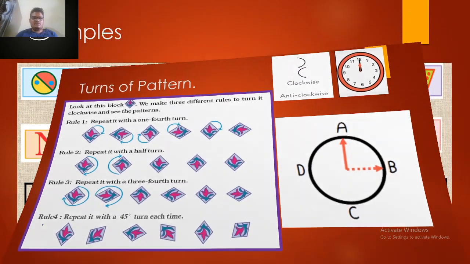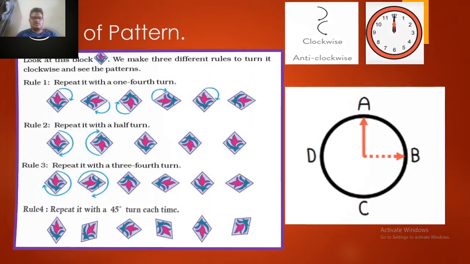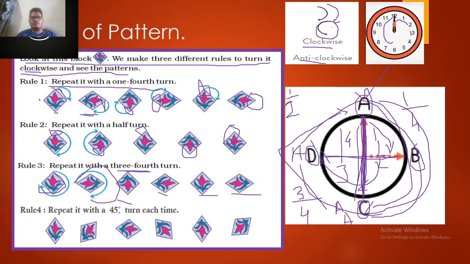Now the next rule is, look here, repeat it with 45 degrees. As you know, I already told you that this clock is 360 degrees. This is 90 degrees. When we divide equally, this will be 180 degrees, this will be 270 degrees, and this will be 360 degrees. So when we divide it in half, here it will be 45 degrees.